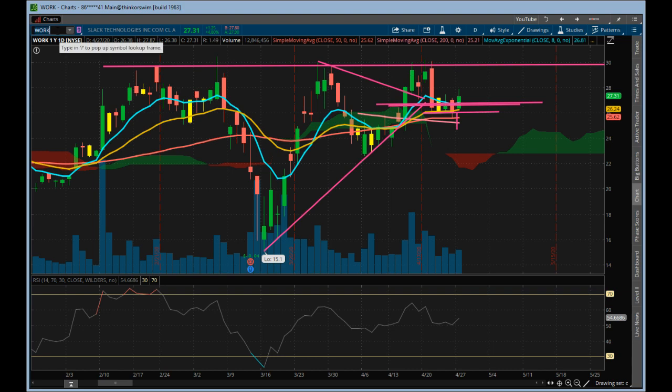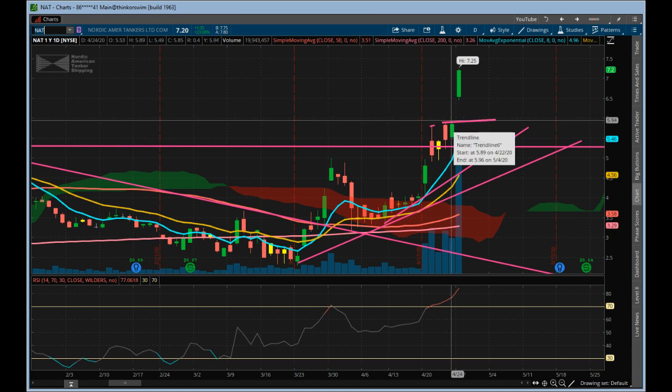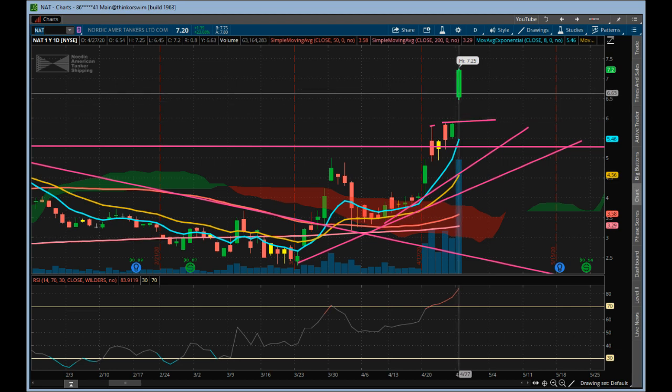Shirley sent in a few right here. So NAT, Reed, I think you asked about this one yesterday, didn't you? Or 2 days ago? When we drew these lines on, we're like, yeah, if we can get over these levels, it should be pretty good to go. Okay, well, I wasn't expecting it to do this, right? Look, a huge gap and go today. NAT, goodness gracious, what a move today.